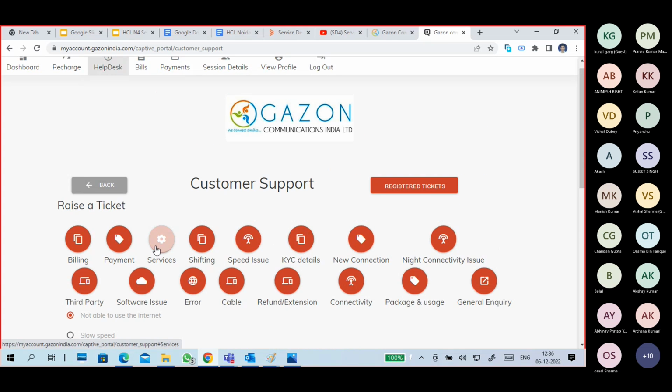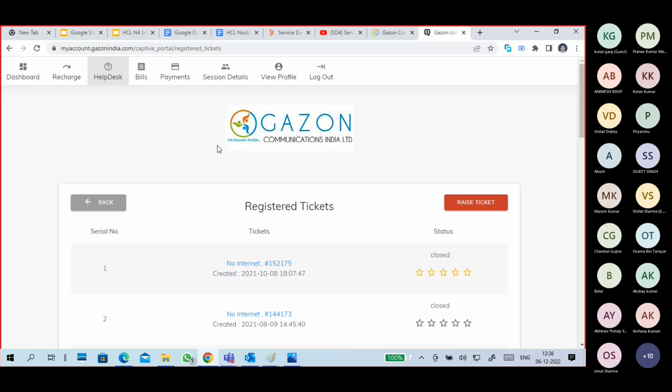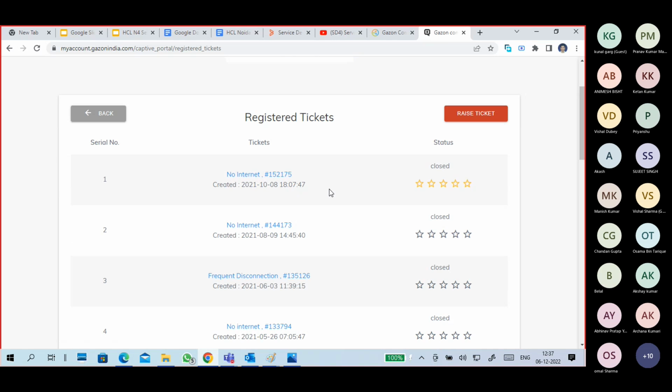Once I click on submit, the information goes to the service desk, who are sitting in the company's organization. They are getting this information. What will they do? They will check my requirement. They will check whether I'm getting internet, whether it is my home connection or the overall connection, an outside box connection or an inside router connection. Then they will take the ticket and try to resolve it.